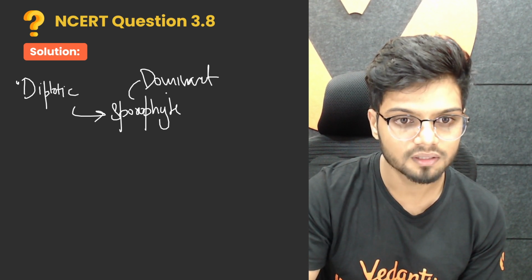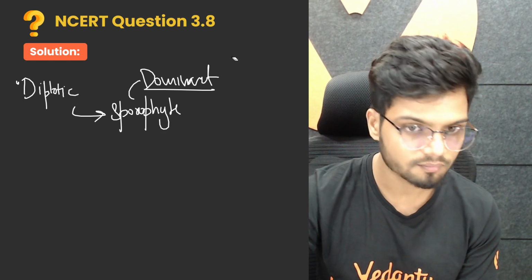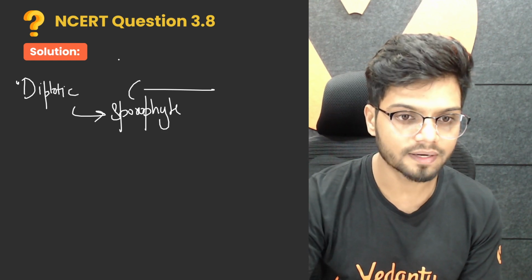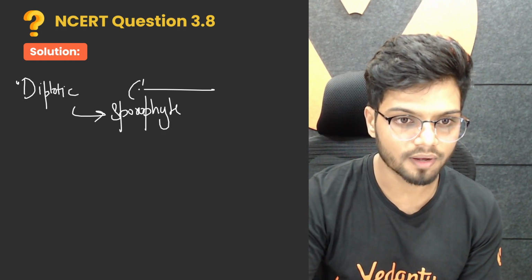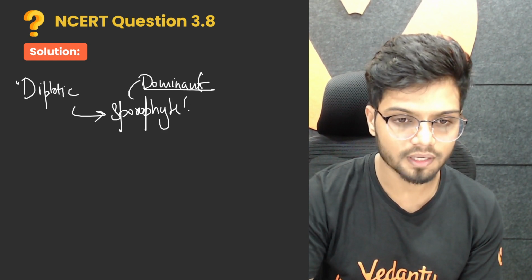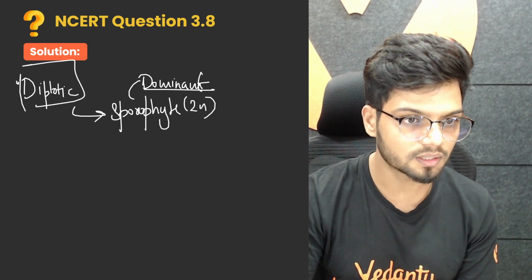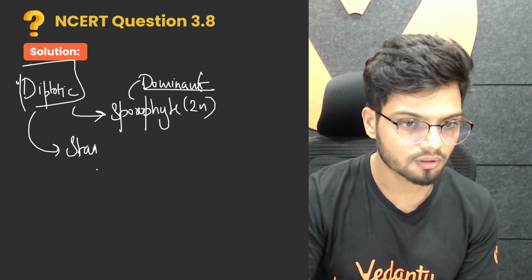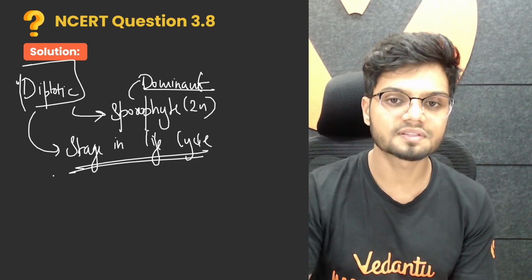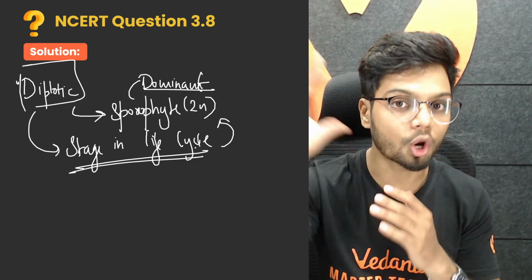Dominant phase is sporophyte. Okay, the handwriting is going haywire. Let me quickly erase that and write it again. So sporophyte is the dominant phase here. Right? Sporophyte is the dominant phase, and sporophyte is 2N. And this diplontic is the stage in the life cycle where the plant body is sporophytic, which is the dominant phase.